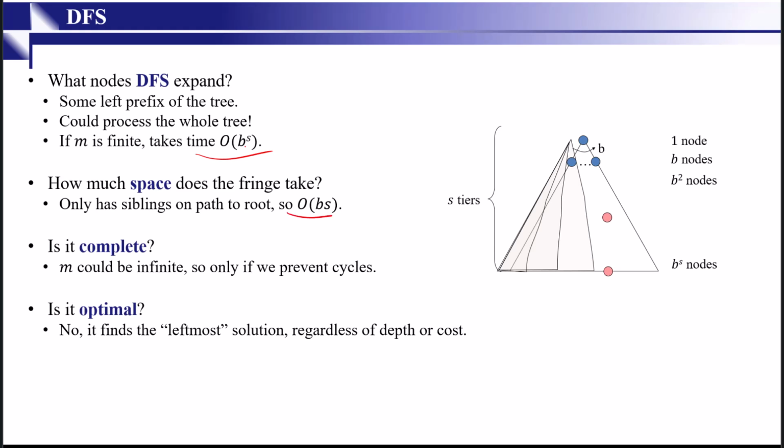So now we go for completeness. Is DFS complete or not? Not necessarily. If the tree has infinite branches or cycles, DFS might never find a solution unless we explicitly prevent cycles. Finally, DFS is not optimal. It always finds the leftmost solution along the explored path. It does not consider the depth or cost of the solution. So in summary, DFS is memory efficient and simple, but may require exponential time and does not guarantee completeness or optimality without additional precautions.